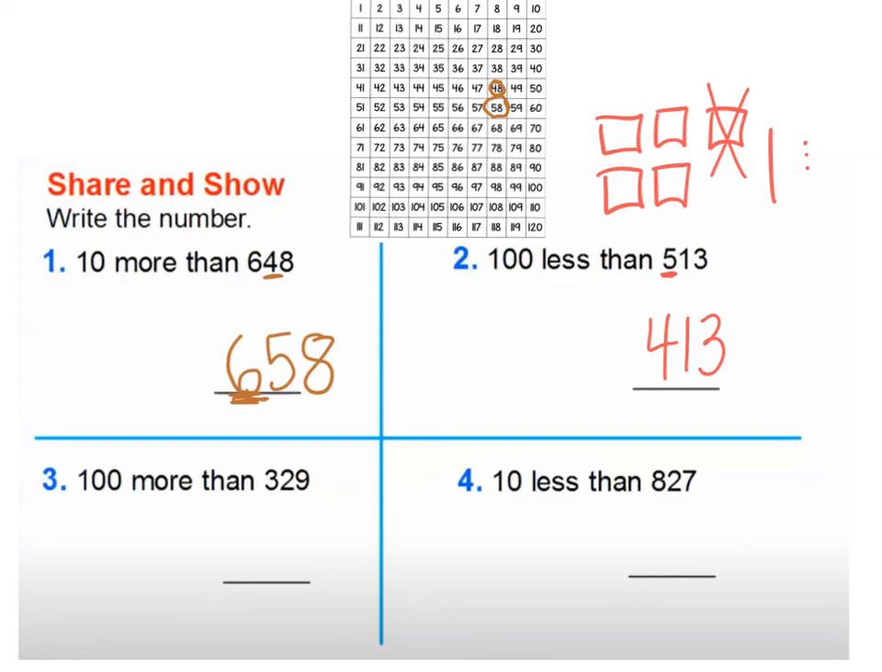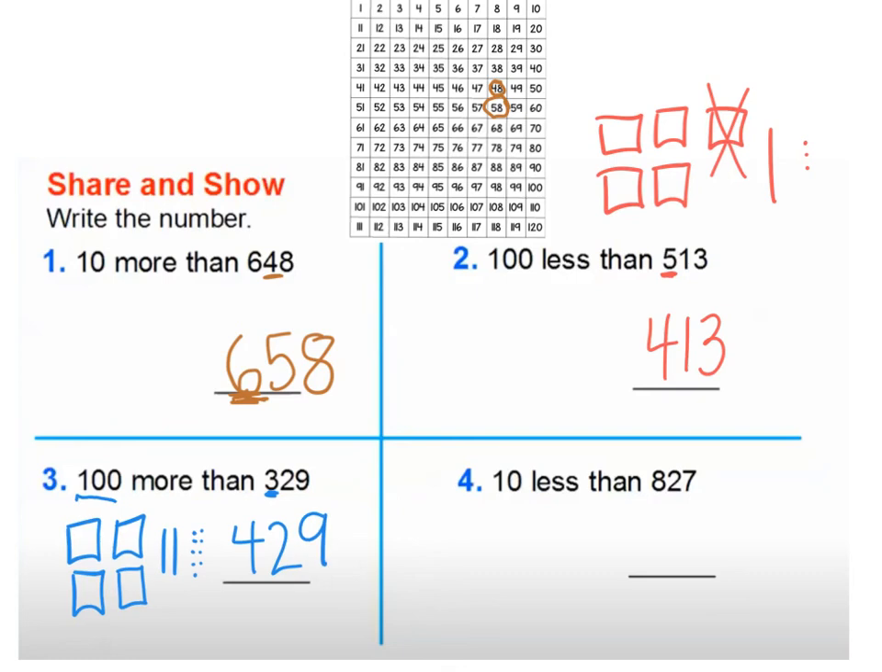Number 3, 100 more than 329. Now we're counting on. Our number will get bigger. In what place? The hundreds place, because it says 100 more. Okay, so I have 329. If I add 100 more, what's my new number? 429.